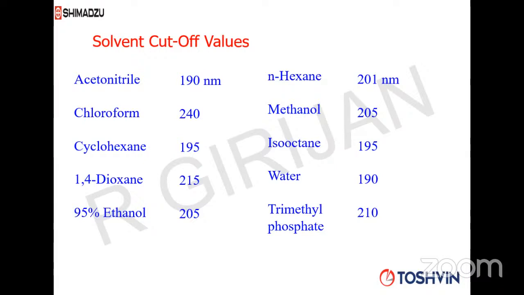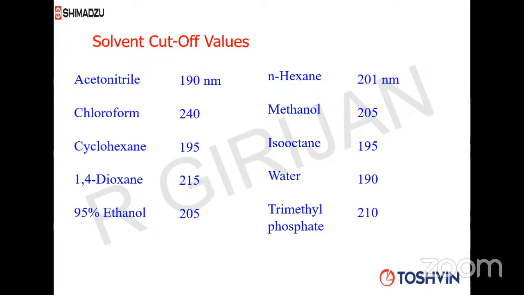So that means tomorrow you are getting a drug to be analyzed by UV, and this drug is highly soluble in chloroform, and you are going to make a solution in chloroform. Now imagine the lambda max of your drug is 220 nanometer. Can you use chloroform? You cannot, because when you are measuring at 220 nanometer, your chloroform is also going to absorb heavily. So you'll get an excessively high absorbance value. So you cannot use chloroform.